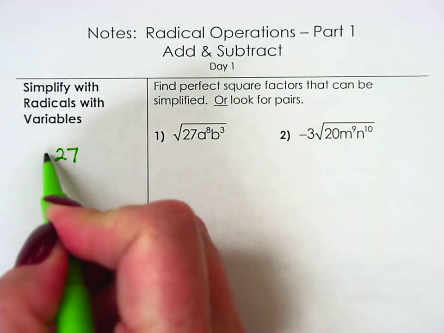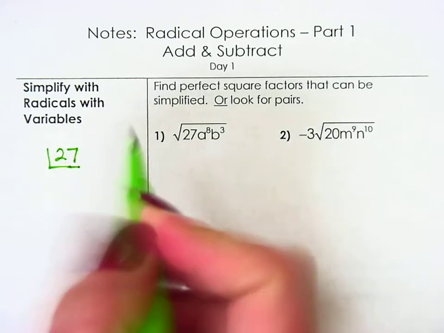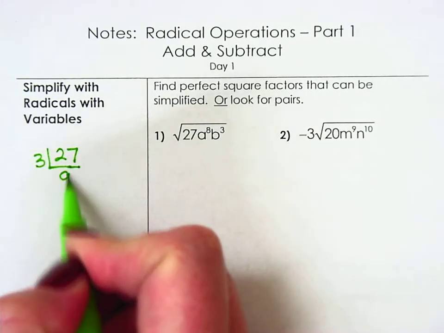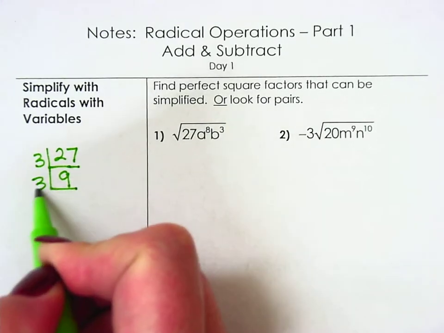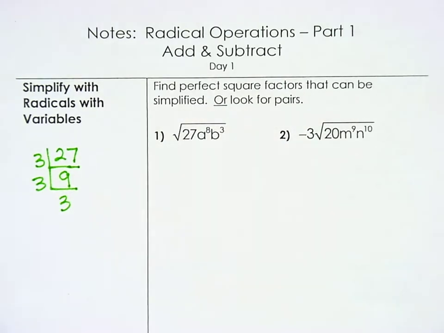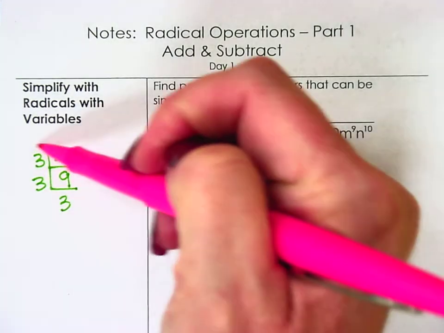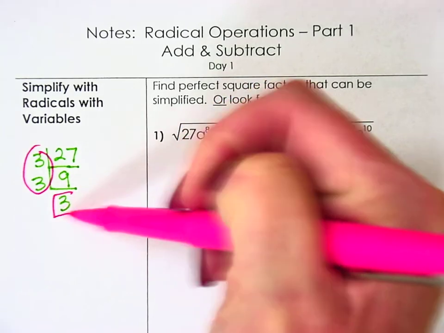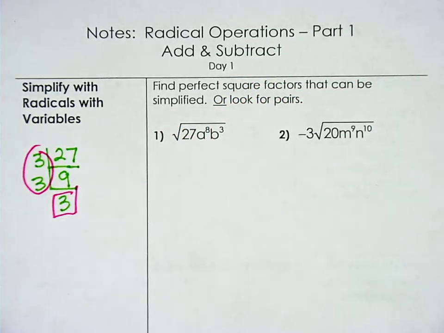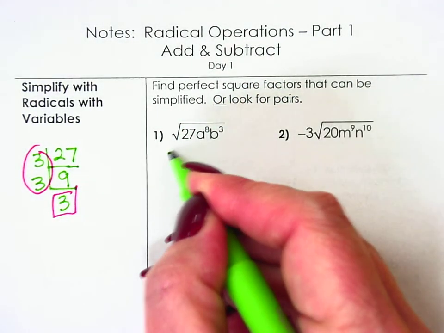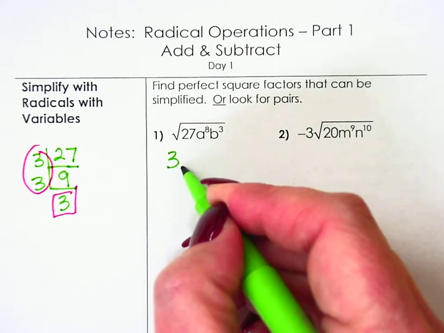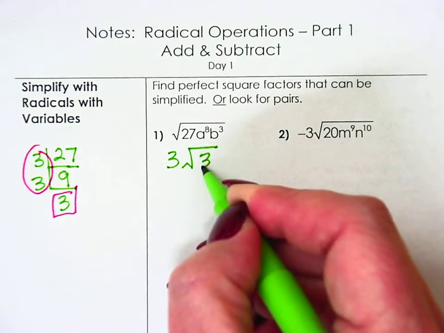Take the 27 and break it down. Prime number is 3 times 9, and break that down, which is 3 times 3. And that shows me I have a pair of 3's that go on the outside, and I have a single 3 that stays on the inside. So as far as the numerical part, this is going to be 3 radical 3.